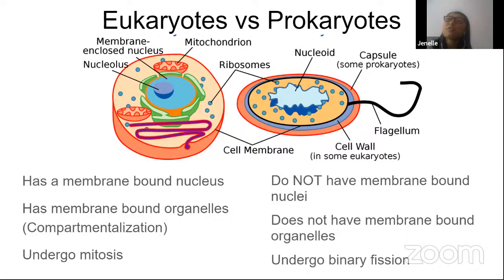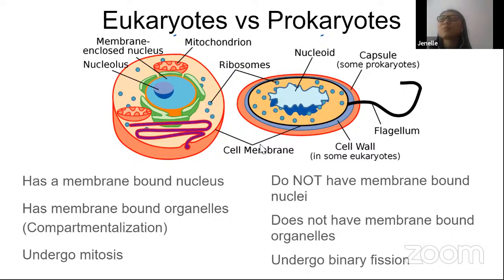between the eukaryotes and prokaryotes: prokaryotes do not have a membrane-bound nucleus, nor do they have membrane-bound organelles. So you would usually see the DNA in prokaryotes just floating around. They wouldn't have a membrane surrounding it the way a nucleus does in a eukaryotic cell. They also don't have membrane-bound organelles, so you can see they don't have any mitochondria, Golgi apparatuses, or endoplasmic reticulum.